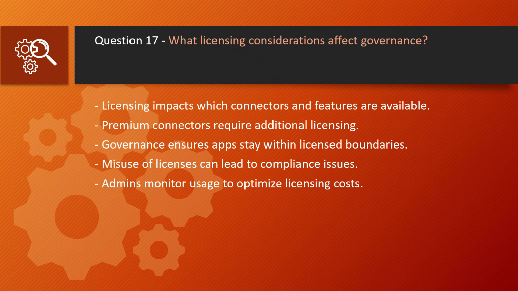What licensing considerations affect governance? So licensing basically affects which connectors or features are available. There are premium connectors that require additional licensing. Here the governance ensures that apps stay within the license boundary. They should not use unlicensed things, and misuse of the license can lead to a compliance issue. So admins can monitor whichever license costing is there and they can optimize it.